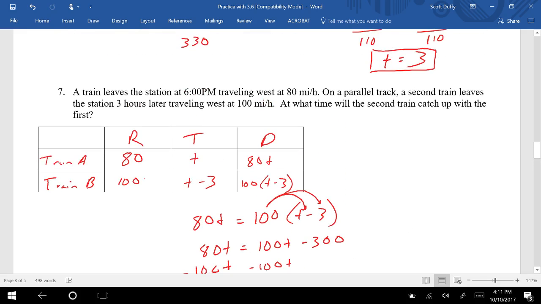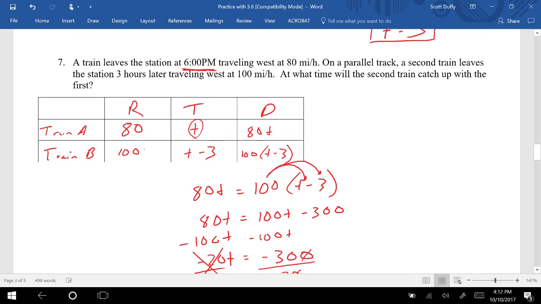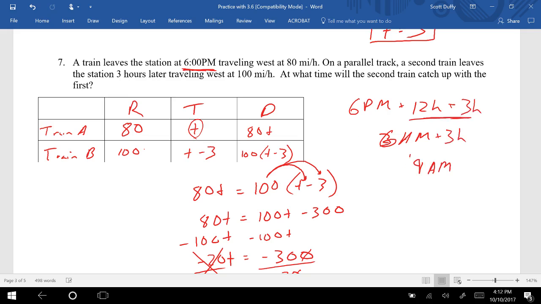Is that what it asks for? At what time will the second train catch up with the first? What time? So, the first train, A, is leaving at 6, and we solve for t. So that's hours after 6 p.m. So we have 15. So 6 p.m. plus 12 hours would equal 6 a.m. But we're not only adding 12, we're also adding 3 more hours for a total of 15. So 6 a.m. plus 3 hours is 9 a.m. Make sure you read the directions. At what time?